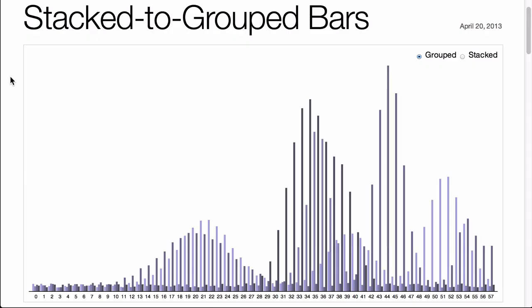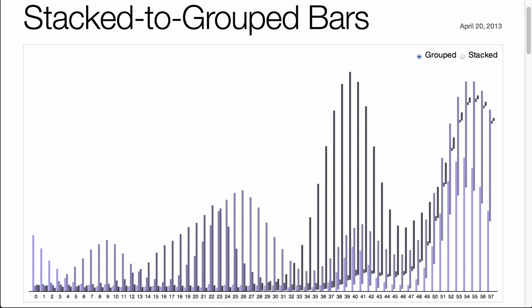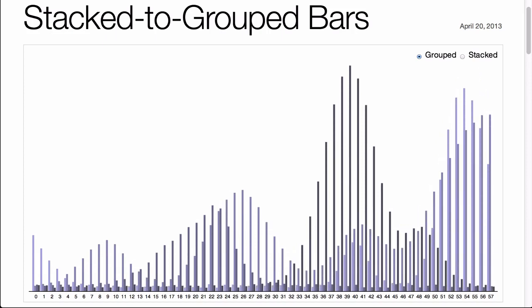Let's take a close look at what we are going to be building in this video. When we reload the page, we see the bar chart originally set up as a stacked bar chart. Then, after a short delay, the chart becomes a grouped bar chart. On the screen, you can see two radio buttons, one with the label grouped and one with the label stacked.